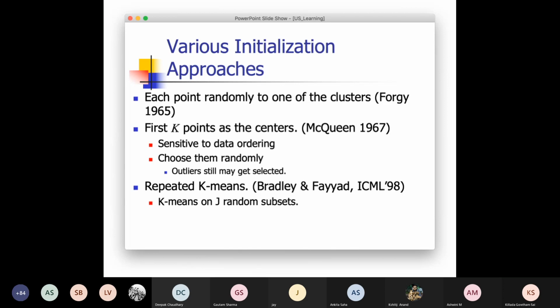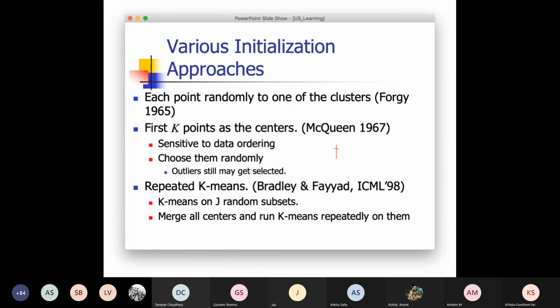Or you can do repeated k-means. That means you run k-means a number of times and try to see what kind of stable results there are. So you can run k-means on j random subsets and merge all the centers. That means you take j random subsets, perform k-means, merge all centers, and run k-means repeatedly on them. This method is very simple.